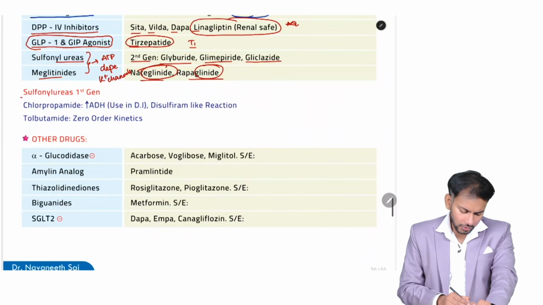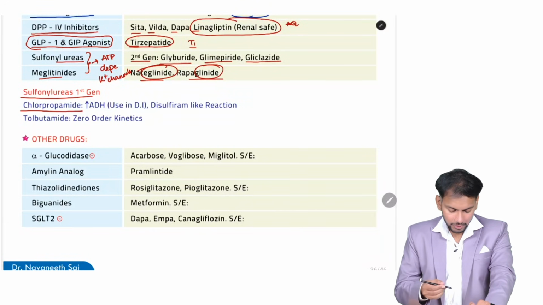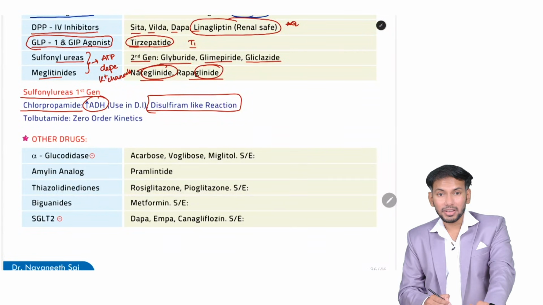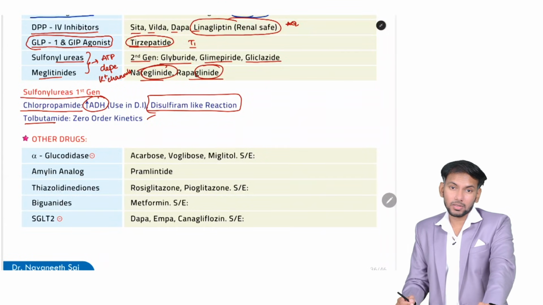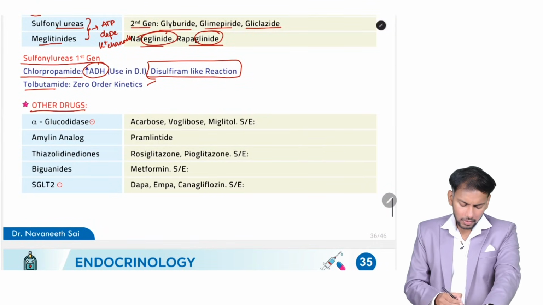Now, I have already written here sulfonylurea's first generation is chlorpropamide. Now, what are the side effects? It will increase ADH, but most important is it will cause disulfiram-like reaction. What about tolbutamide? It follows zero order kinetics. Now, coming to the other class of drugs.